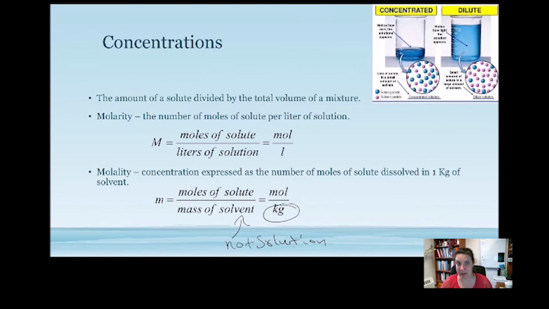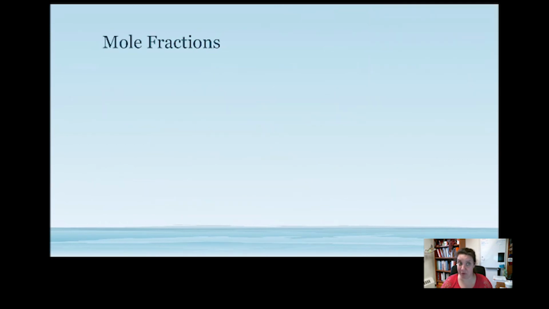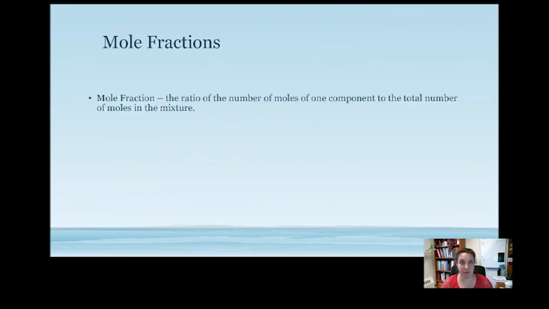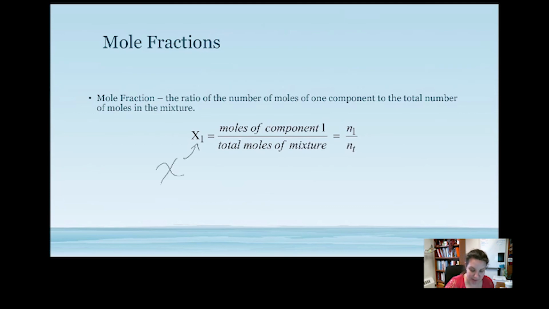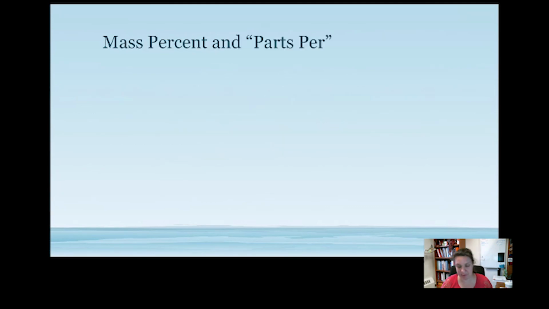This is the only one we need to keep in account, that this is going to be solvent, not solution. Almost every other concentration you're looking at an amount of mixture or solution. So keep that in mind when you're thinking about molality. We also have mole fraction, which again should be a review. Mole fraction is going to be the moles of component 1 over the moles of the mixture, so N1 over NT, and we show it as chi, this kind of funky X.